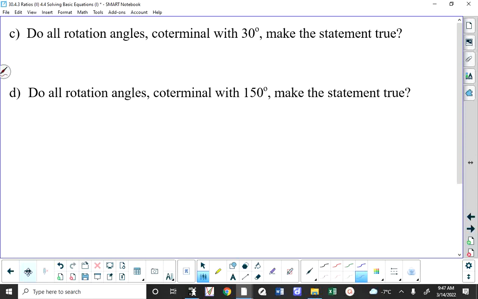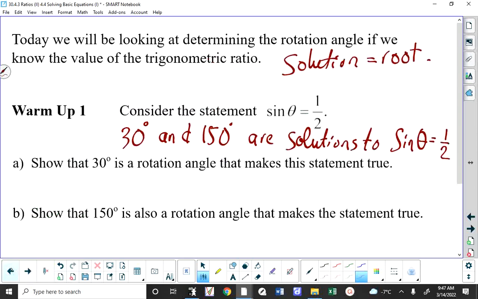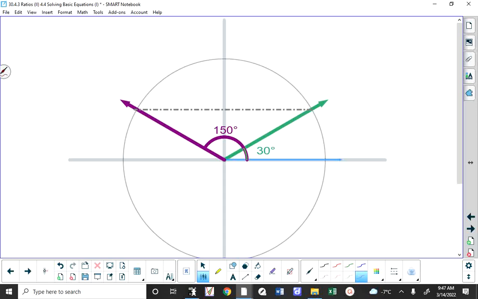Do all coterminal angles to 30 degrees make that equation true? Well, let's just stop for a second, go back to my diagram. I'm going to clear out some of the clutter here. If 30 degrees is an angle that makes that equation true, it happens because the y coordinate at that point on the unit circle is 1/2.